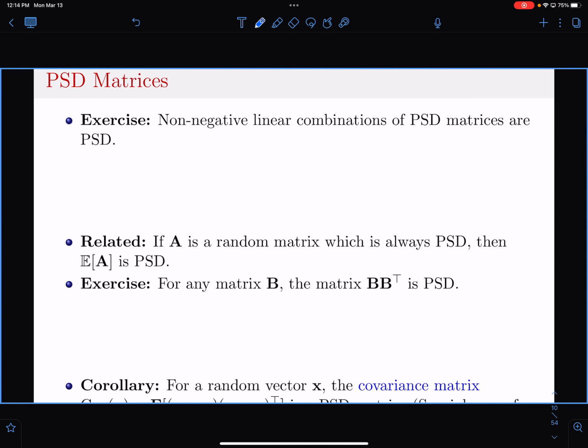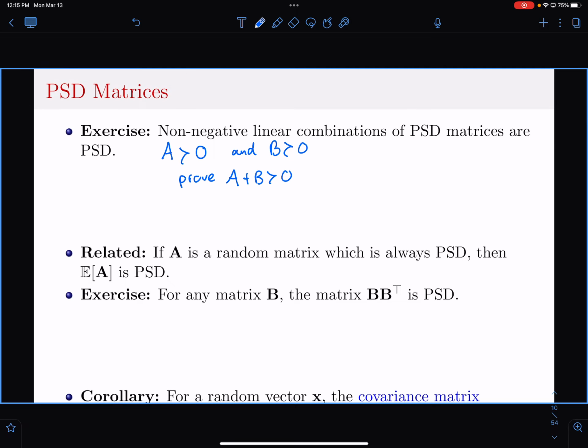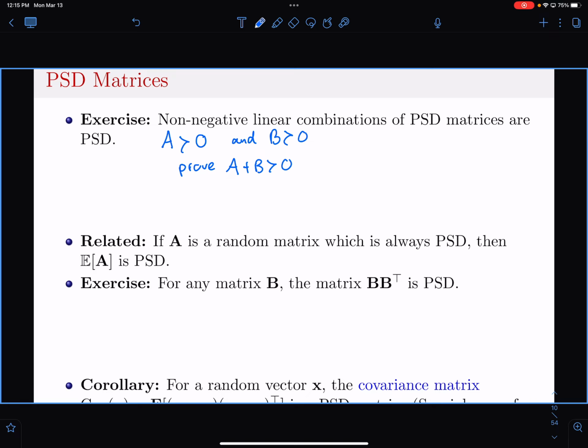So let's do some exercises. The first one is non-negative linear combinations of PSD matrices are also positive semi-definite. So let's just focus on the example with two things. We have A greater than 0 and B greater than 0. Your goal is to prove that A plus B is greater than 0. And then the second exercise is for any matrix B, you want to show the matrix B B transpose is also positive semi-definite.